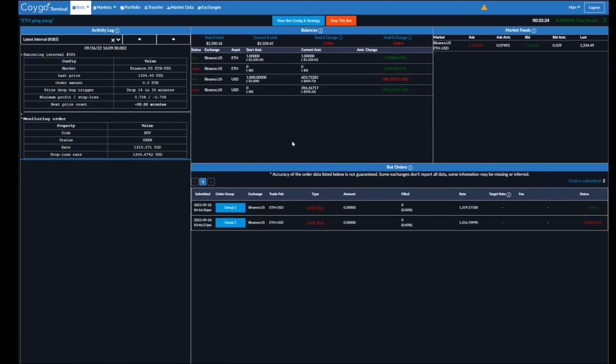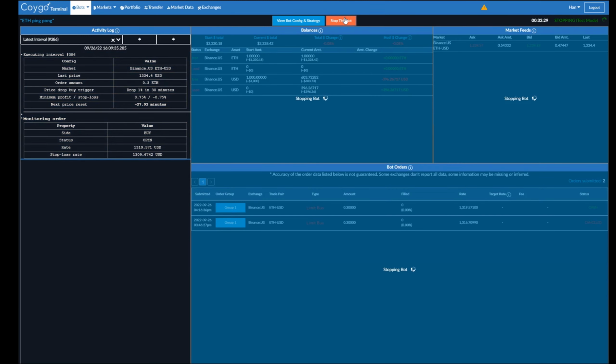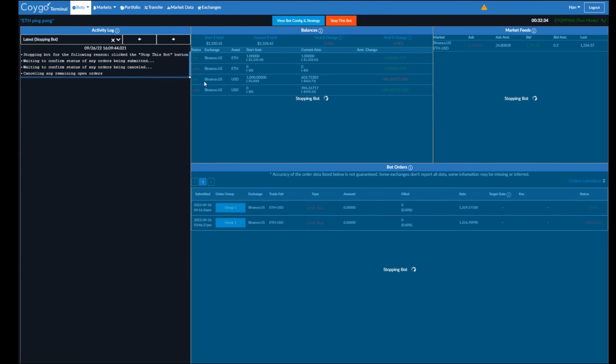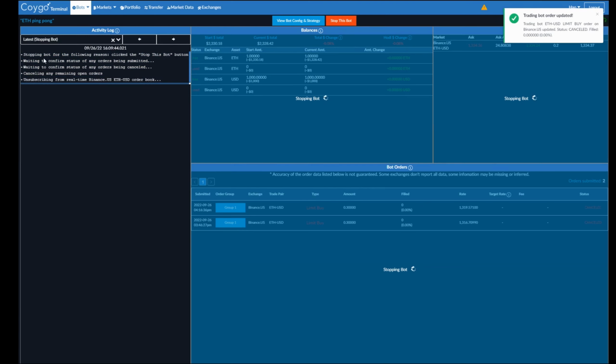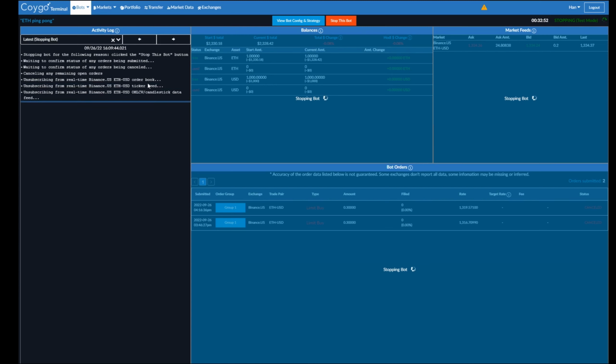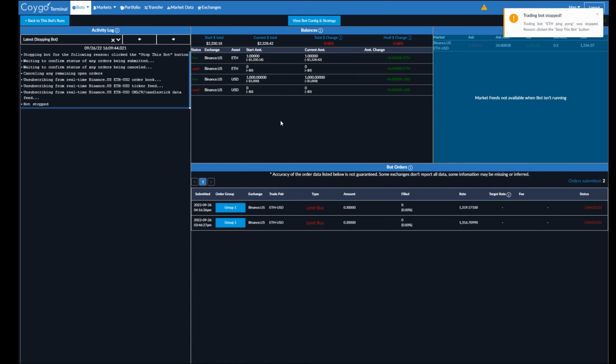All right, now we're going to stop this bot. So over here we can see we stopped it because we clicked the stop this bot button. Now it's confirming any orders that were being submitted. It's canceling any remaining open orders, and it's unsubscribing from the real-time Binance US Ethereum USD order book. All right, the bot has been stopped.